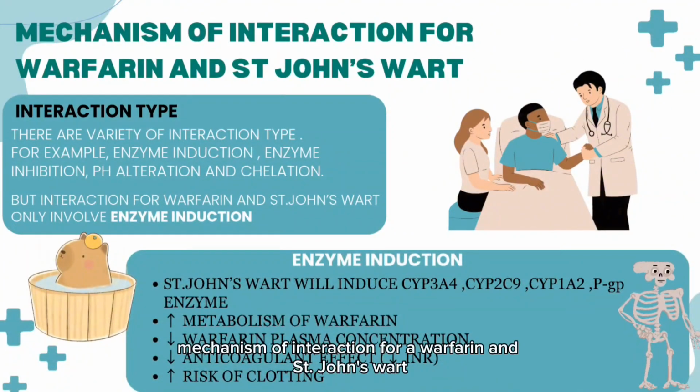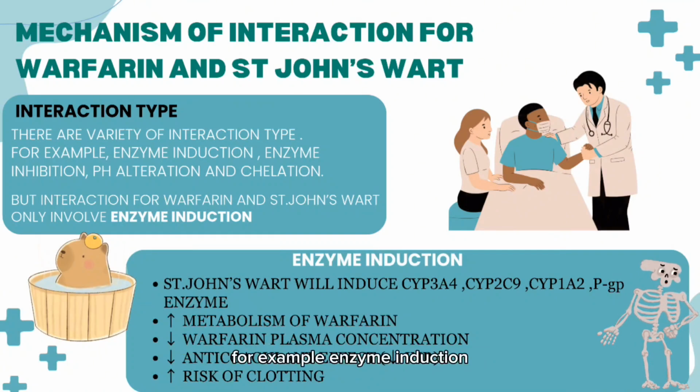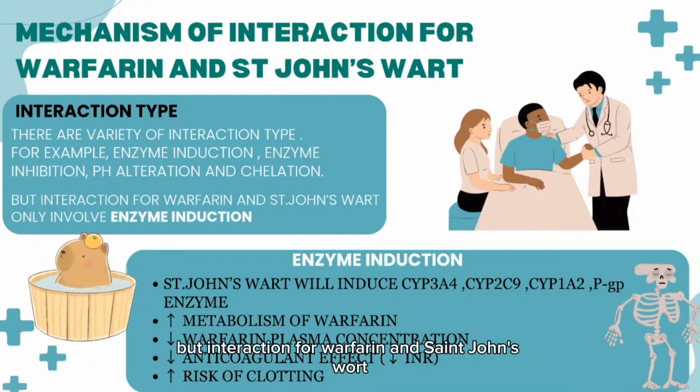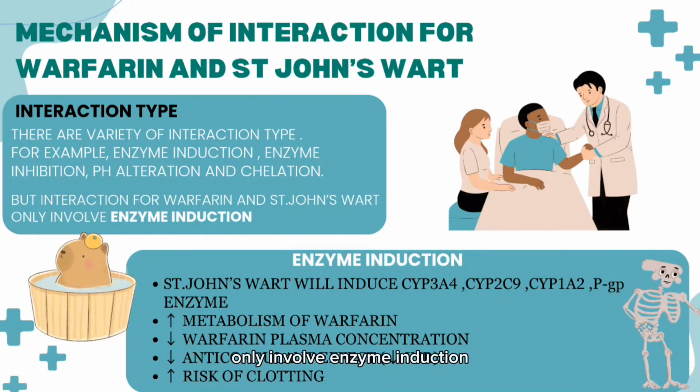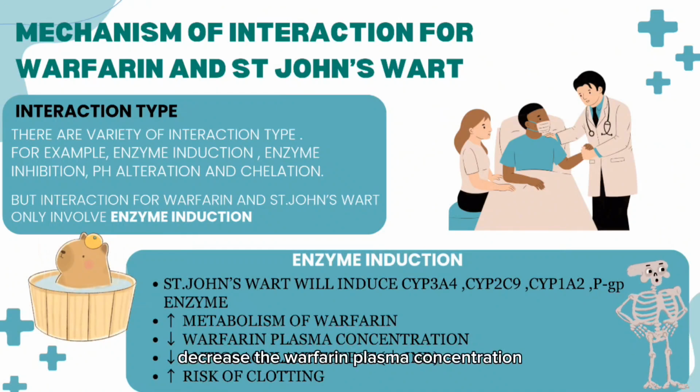Mechanism of interaction for warfarin and St. John's wort. The interaction type. There are a variety of interaction types, for example, enzyme induction, enzyme inhibition, pH alteration, and chelation. But the interaction for warfarin and St. John's wort only involves enzyme induction. How does enzyme induction work? Firstly, St. John's wort will induce CYP3A4, CYP2C9, CYP1A2, and PGP enzymes, which causes an increase in the metabolism of warfarin, decreases the warfarin plasma concentration, decreases the anticoagulant effect, and decreases the international normalized ratio, so the risk of clotting will be increased.